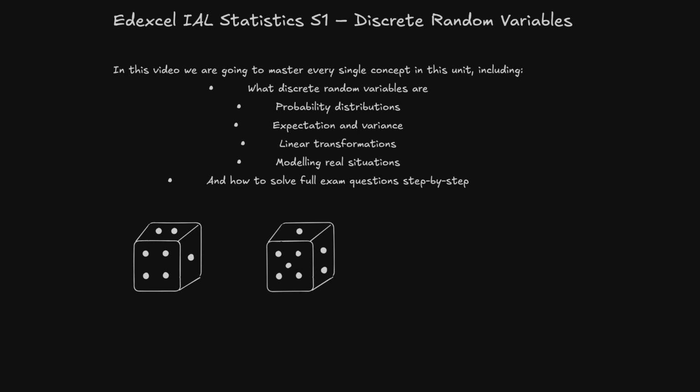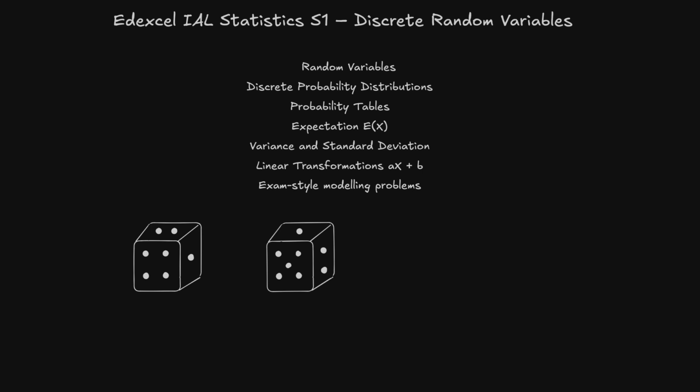In this video, we're going to master every single concept in this unit, including what discrete random variables are, probability distributions, expectations and variance, linear transformations, modeling real situations, and how to solve exam questions step by step. By the end of this video, you'll be able to solve any exam question from this chapter. In this lesson, we'll cover the following topics: random variables, discrete probability distributions, probability tables, expectations, variance and standard deviation, linear transformations, and exam-style modeling problems. Let's start from the very beginning.